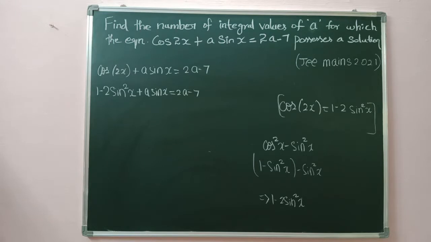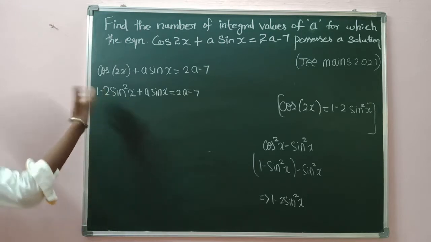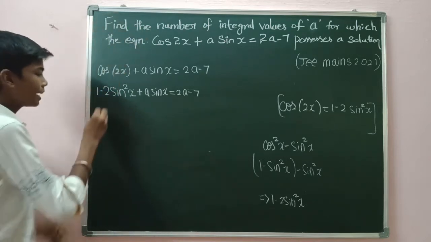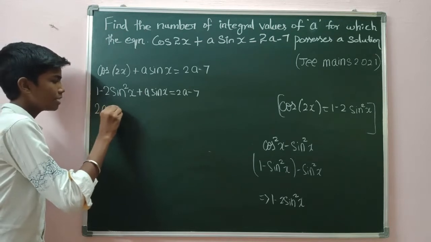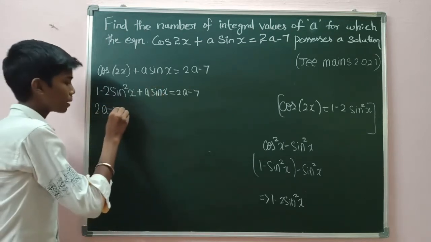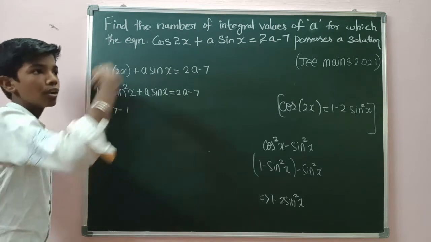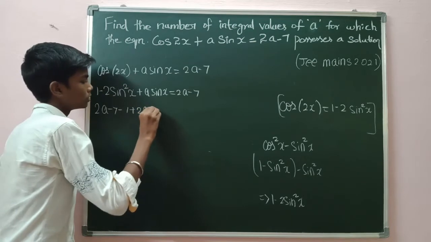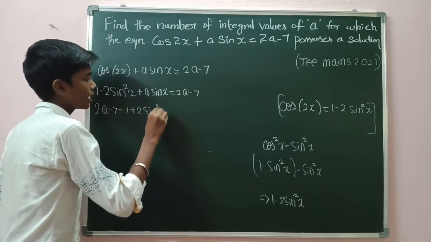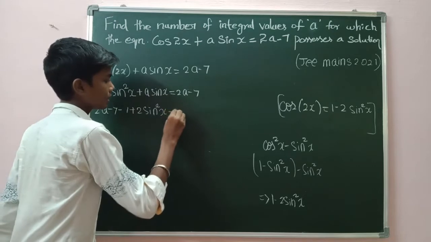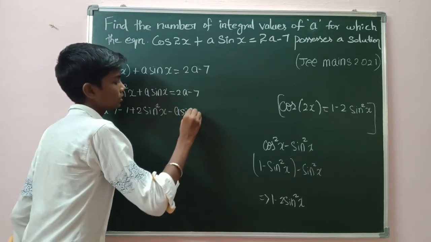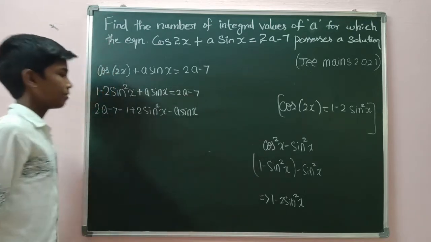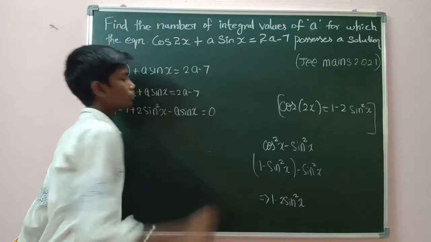Now after this, I am going to take each and every term from the LHS to the RHS. When I do that, I will get the same 2a - 7. When I take 1 to the RHS, I will get minus 1 because I have plus 1 in this. Then + 2 sin² x, then - a sin x, and that will be equal to 0. That's something I did now.